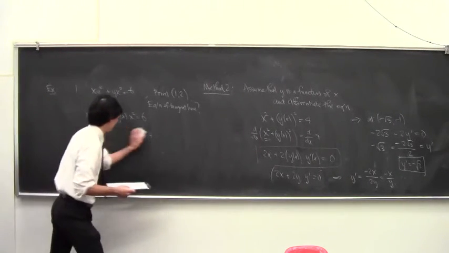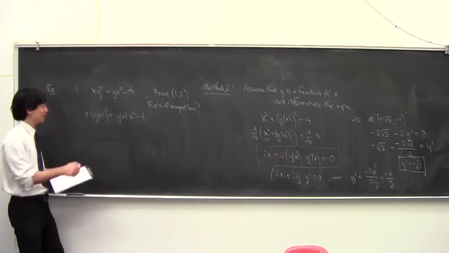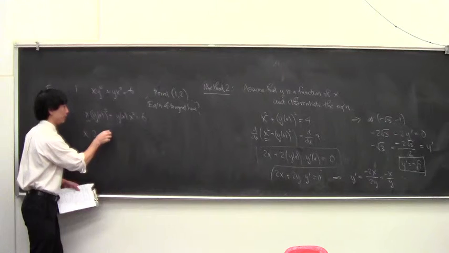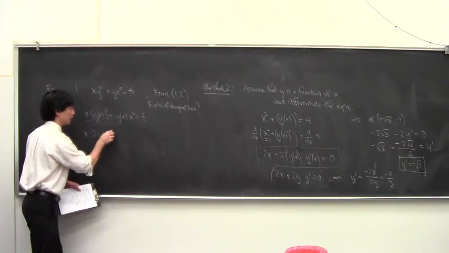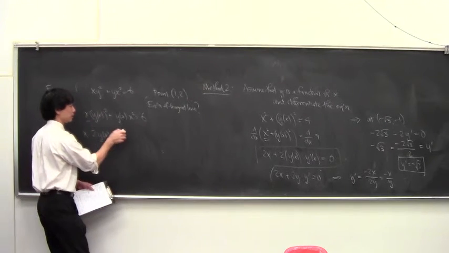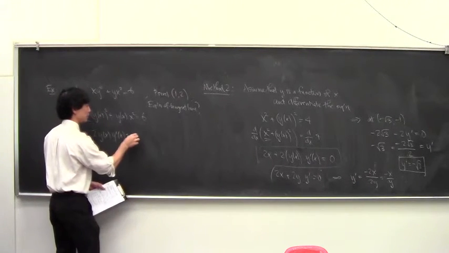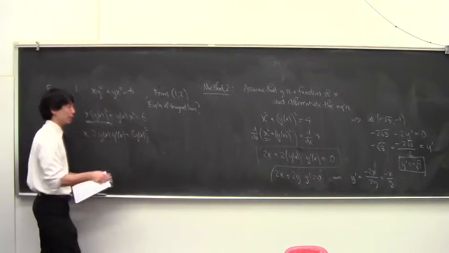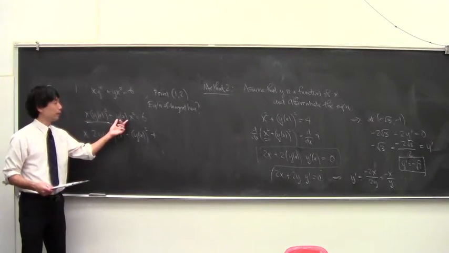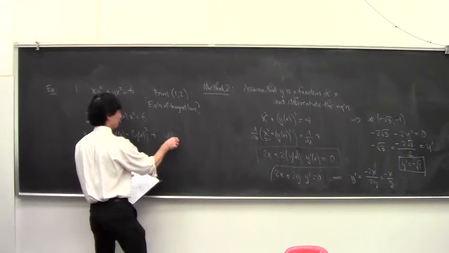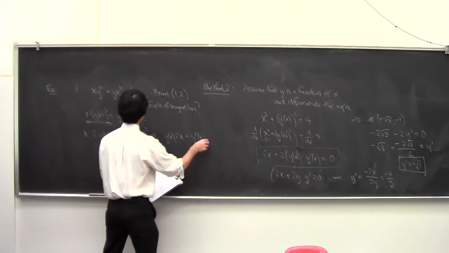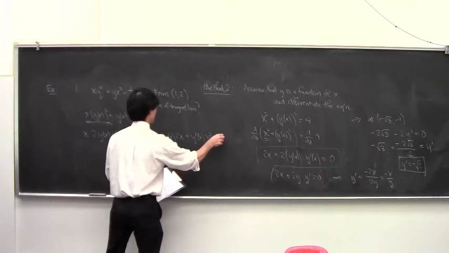Maybe I should let you do it. Somebody tell me? I'm going to say it again. The first times the derivative of the second. What's the derivative of the second? 2y dy/dx. 2y dy/dx plus the derivative of the first, which is 1, times the second. So we've just differentiated this first term. And now we need to differentiate the second term. So the first times the derivative of the second plus the derivative of the first times the second. And we need to differentiate the right side as well.